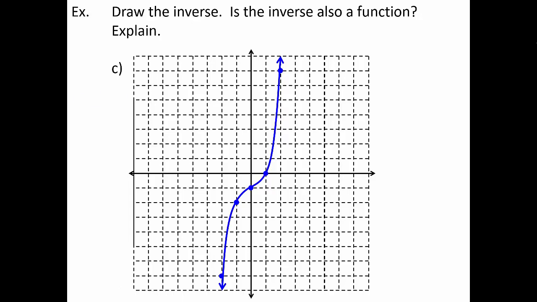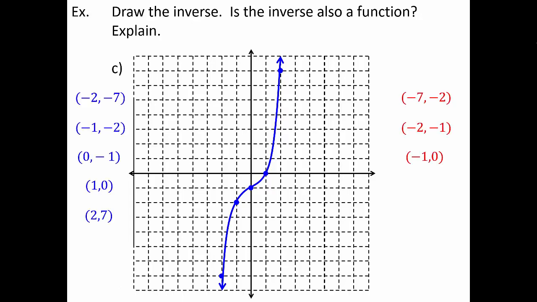Now, to draw the inverse, we'll do just like we did before. Let's list out some coordinates. There we go. Flip-flop them. There we go. Replot them. There we go. And then connect the dots. There we go. Always keep in mind, once you're done, you should be able to take a step back and look at your answer. If your answer is not a mirror image across the line y equals x, if you can't draw the line y equals x to separate the graph into a perfect mirror image, then you know you've got a mistake.